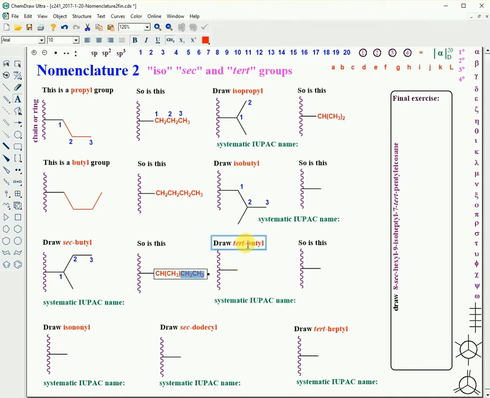A tert group has a double branch off the first carbon. So a double methyl off of carbon 1 means you're going to draw 2 less than butyl. That is an ethyl. And you put a double methyl off of the first carbon. I like to call this a chicken foot because it looks a little like a chicken foot. The condensed is this.